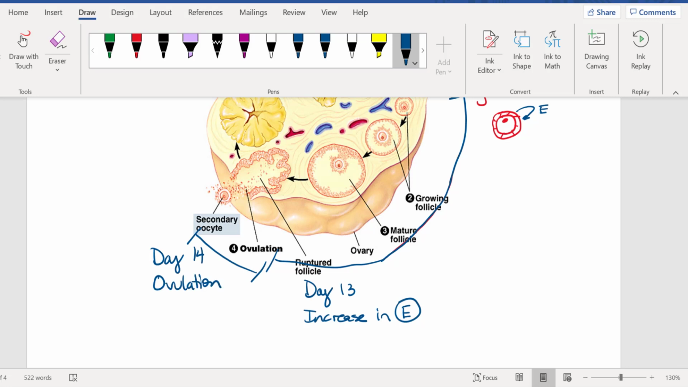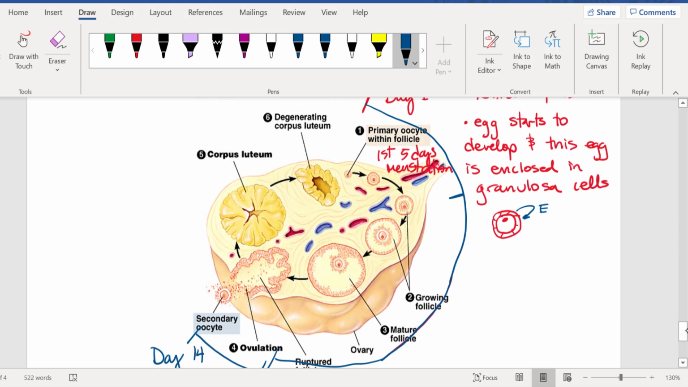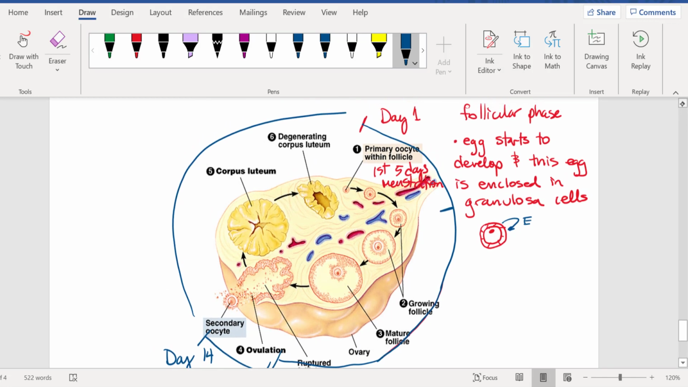Now, if you look back into the notes that we just did previously, at that point, the fimbriae, those are finger-like projections, are going to guide the egg into the fallopian tubes. So the egg goes into the fallopian tubes, and then what's really important here is that is ovulation. So we went from the follicular phase to ovulation, and now we're going to be going to the luteal phase, and it goes all the way back around.